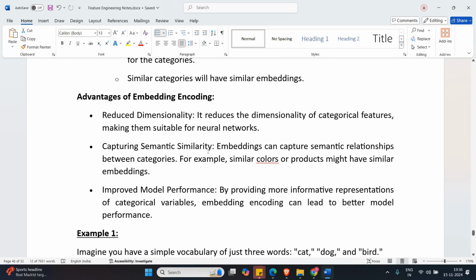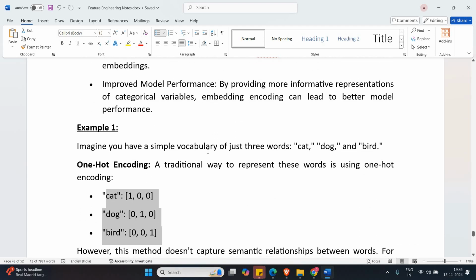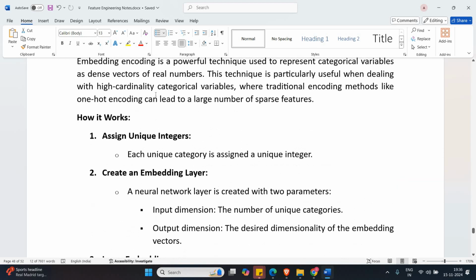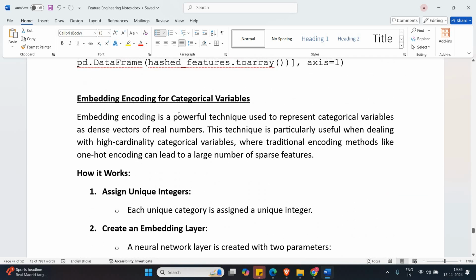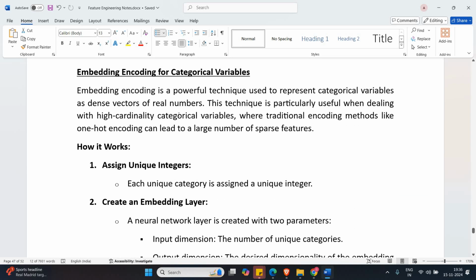In the next video, we'll see some code that we will write to generate embedding encoding data from the existing set of data.